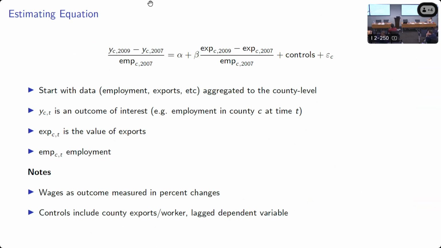Now, of course, there's an endogeneity problem, right? Exports and, say, employment as the outcome are determined simultaneously. What we want to do is isolate some exogenous demand variation here, to identify beta.